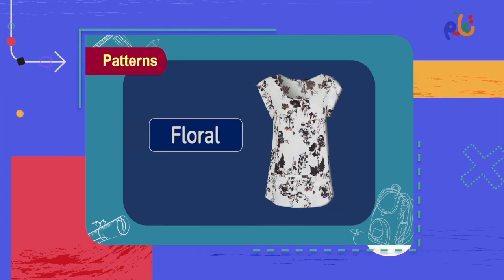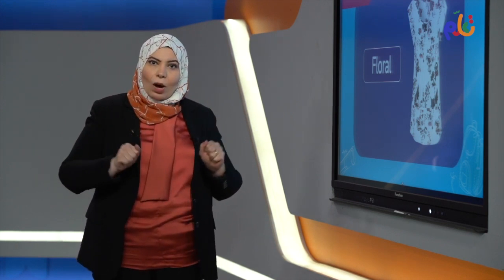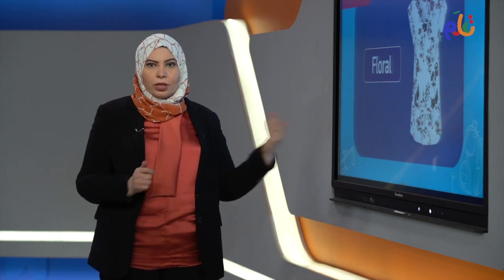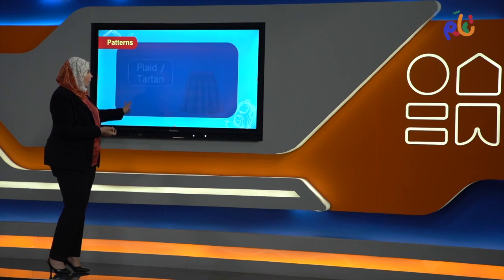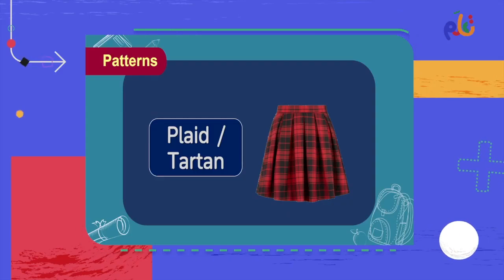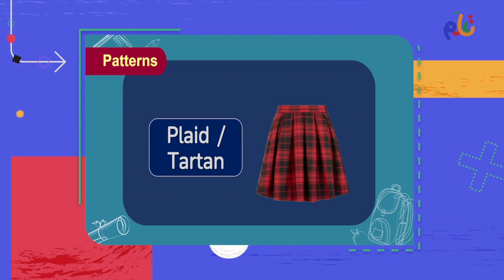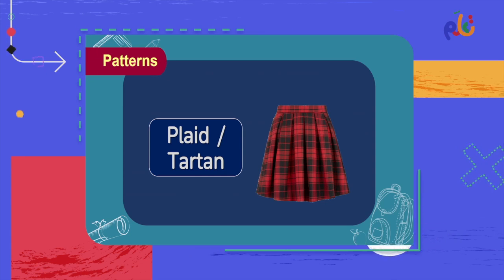And we also have floral. Floral is coming from the word flower. So if it has flowers on it, it's called floral. And we also have plaid. Plaid or tartan. So both are the same when we have small squares.